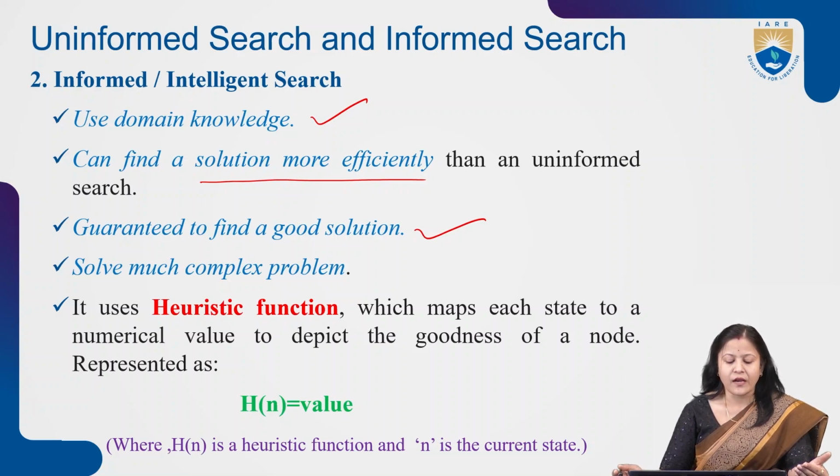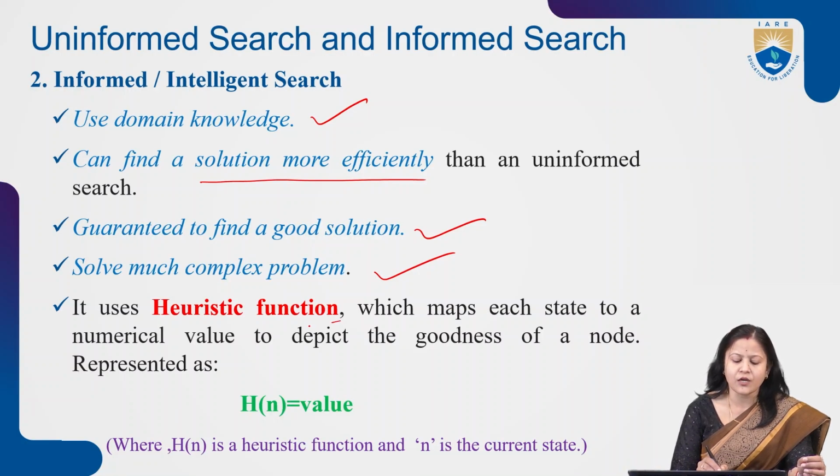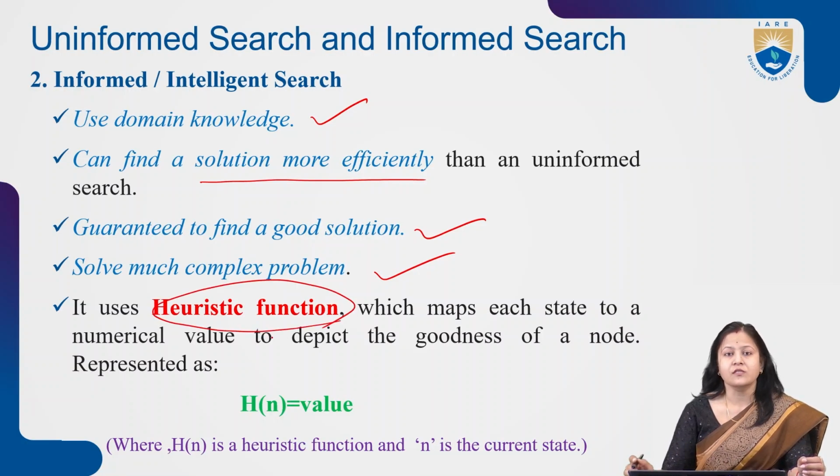That is why it is guaranteed to find a good solution. It may not provide the best solution, but at least it gives a guarantee to find a good solution, and it solves mostly complex problems. And one of the important characteristics of informed search is the heuristic function. Because of this, we say that it is an informed search.